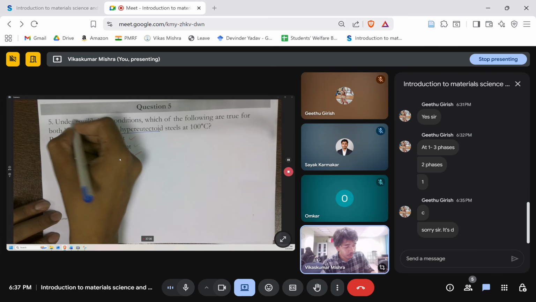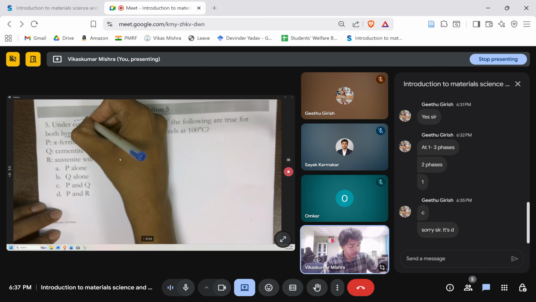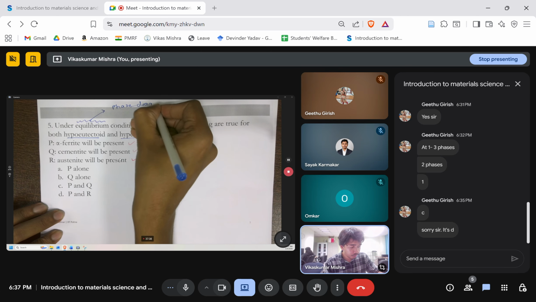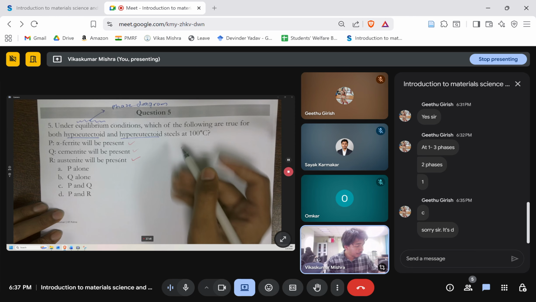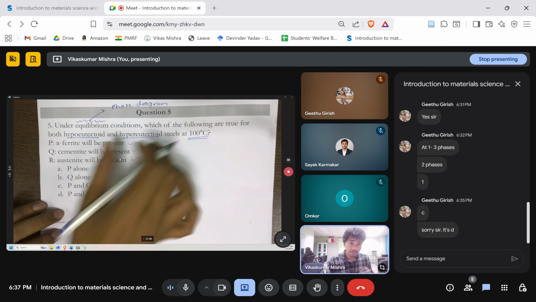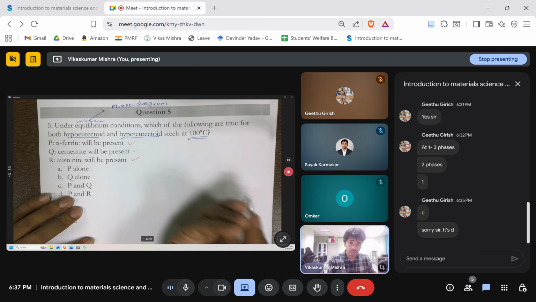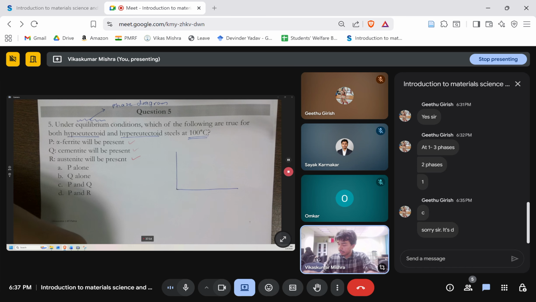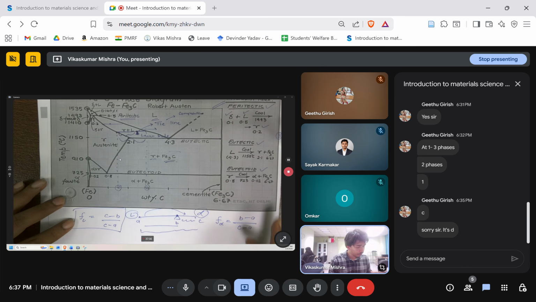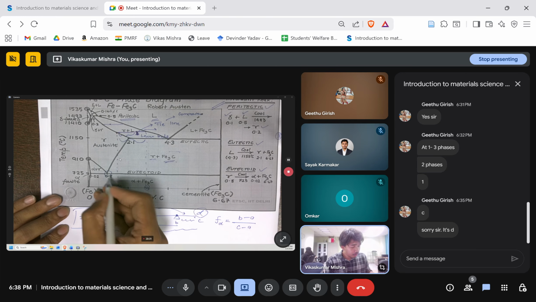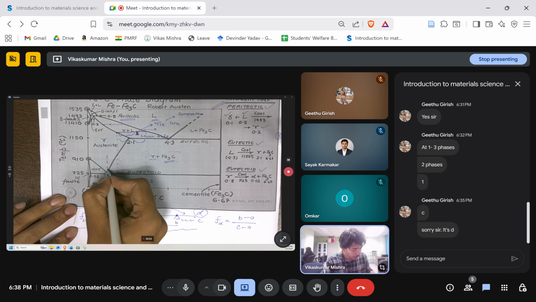One important thing, they are talking about the equilibrium. Since they are talking about the equilibrium, we can use the phase diagram. The temperature they have specified is 100 degrees Celsius. They are talking about the hypo and hyper. But what is hypo and what is hypereutectoid steel? We know this invariant reaction. Point 8. This is the eutectoid composition.